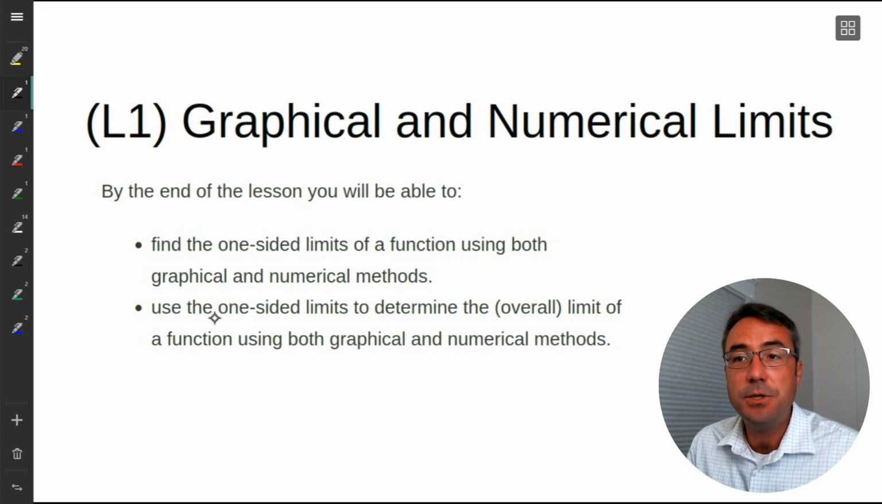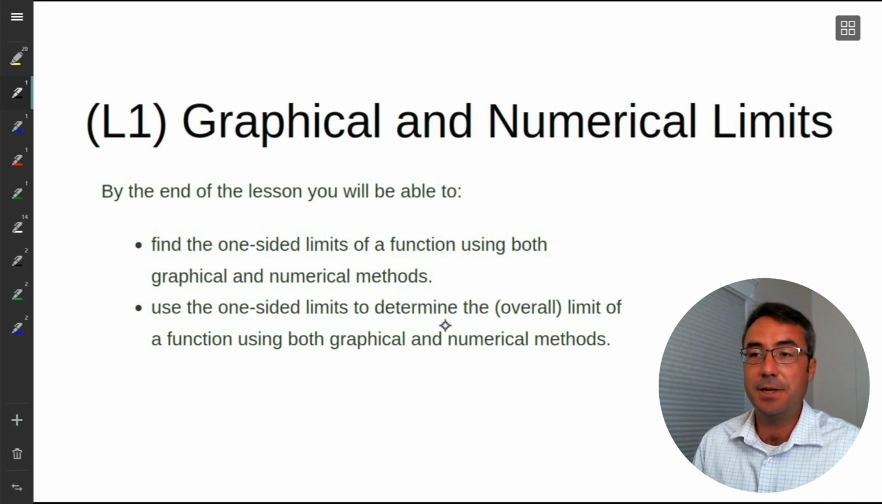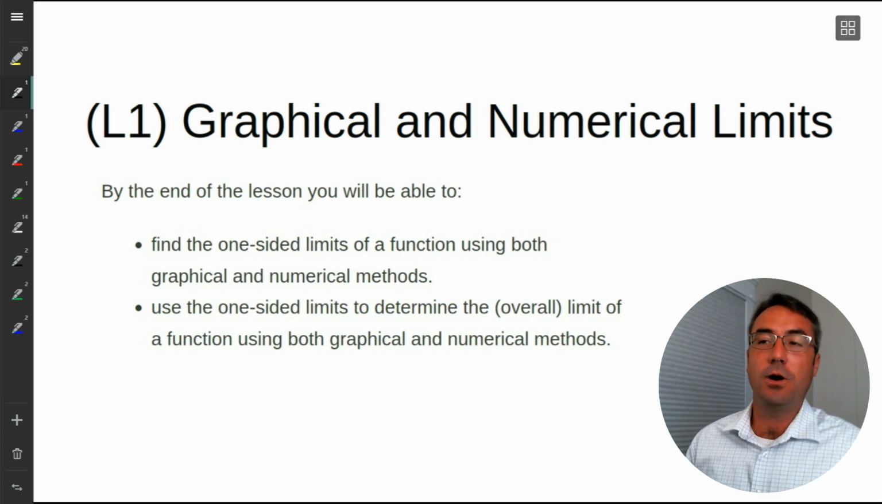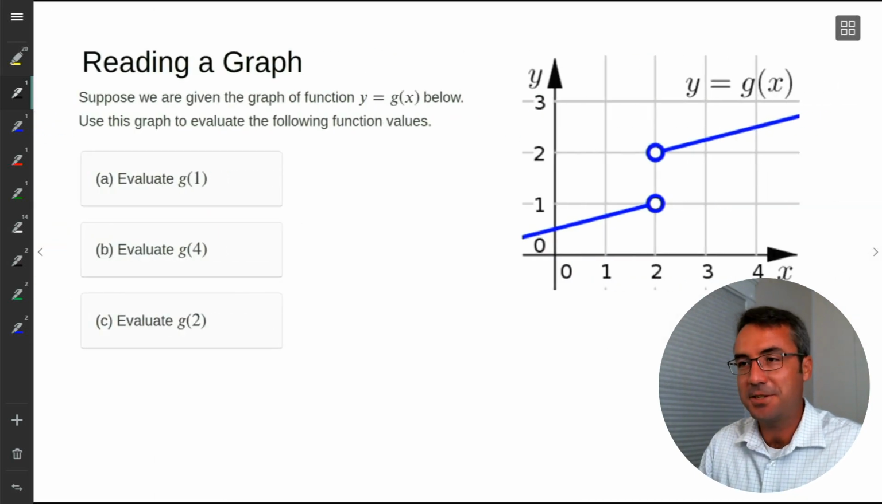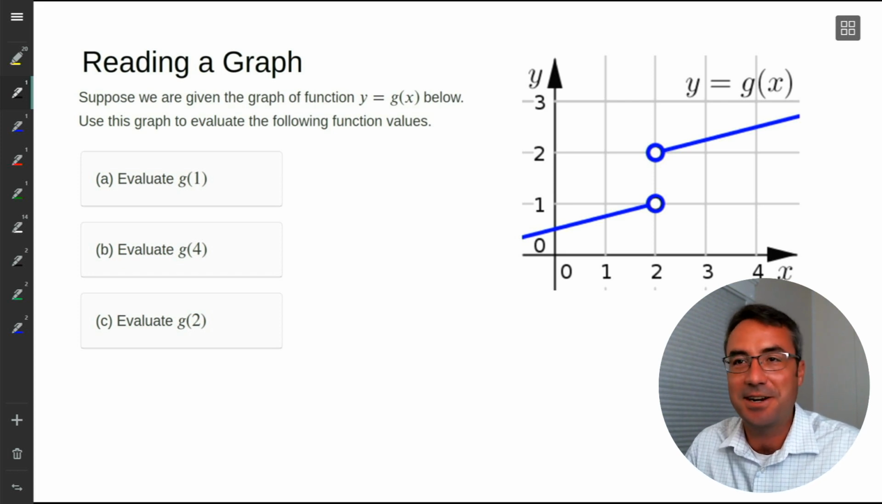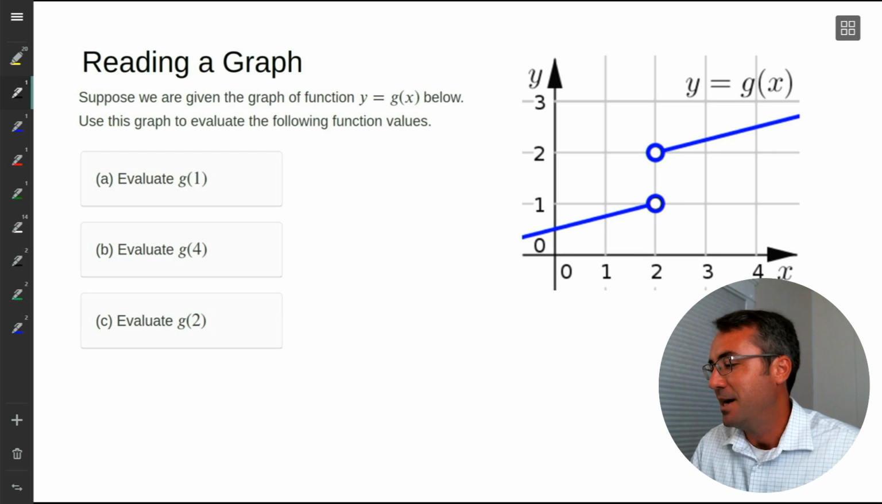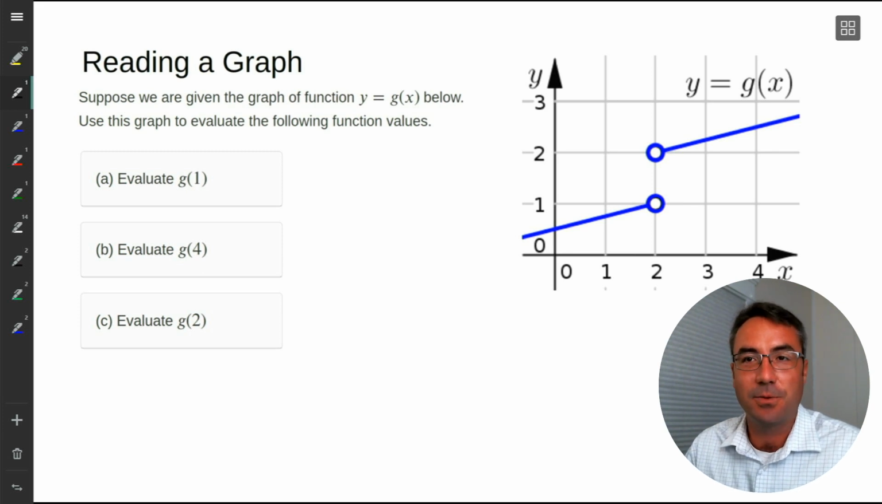And you'll also be able to use these one-sided limits to determine what we call the overall limit of our function. All right, so let's ease into this a little bit. How do we read the graph of a function? Hopefully everyone knows how to do this. But let's just review, because sometimes the easy things are the most difficult. So let's review. How do we read the graph of a function?